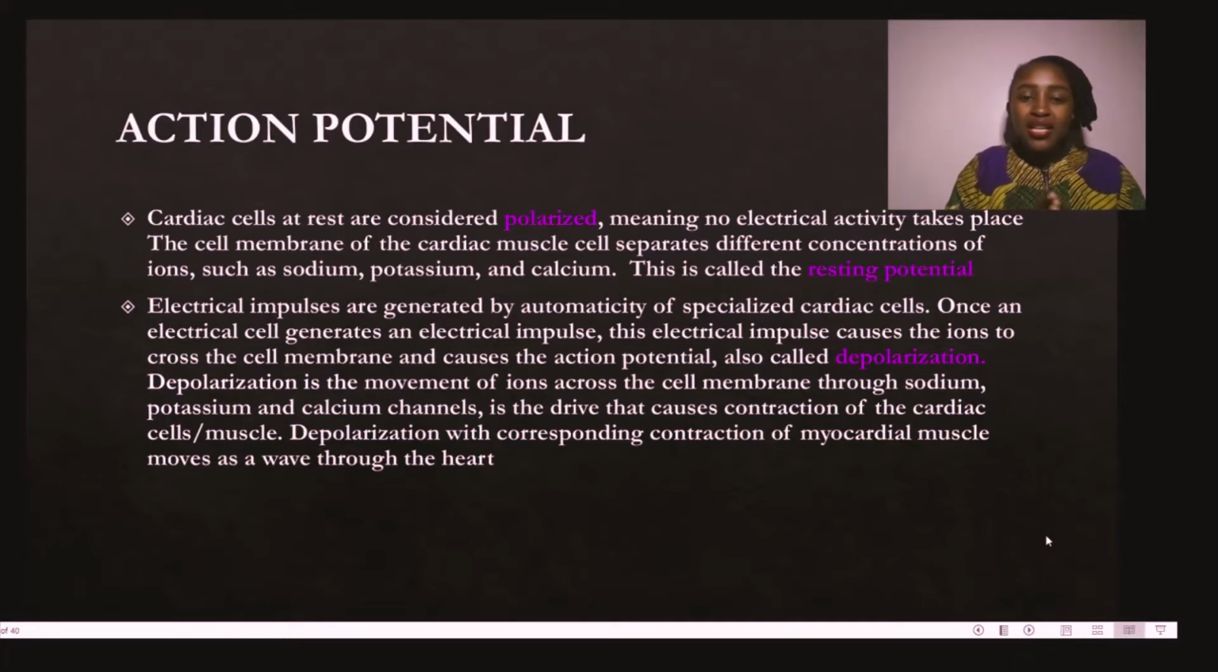So depolarization, with the corresponding contraction of myocardial muscle, moves as a wave through the heart. This is the point where there is action, where the heart is actually doing the pumping. One of the functions of the heart is to pump blood out of the heart to the rest of the body, so it is at that point that this happens.